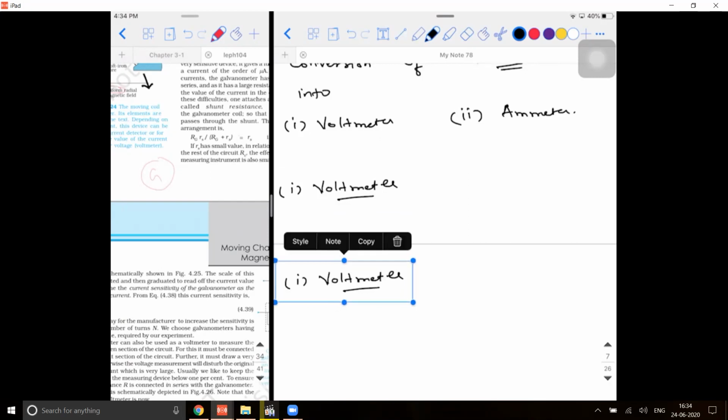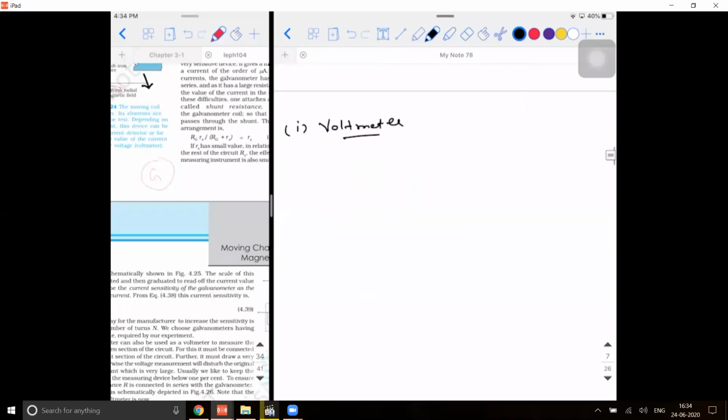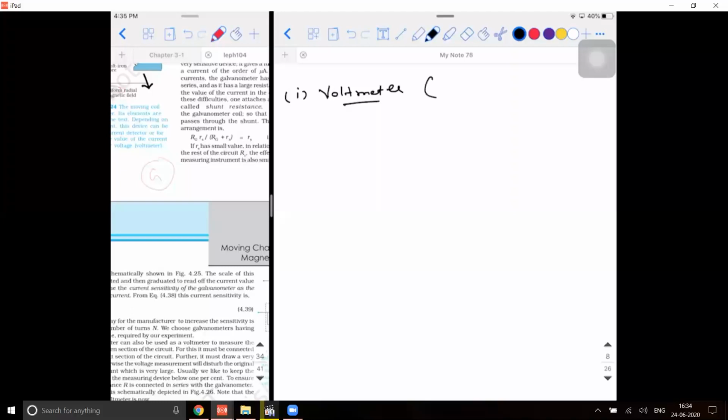Next question. How is a voltmeter connected across a particular device? In parallel. Third question. Is a voltmeter going to have low resistance or high resistance? High resistance. Very high resistance, because the voltmeter should not draw any current. That is what an ideal voltmeter has. Ideally speaking, it is infinite. It is not possible practically, but we say it is infinite.